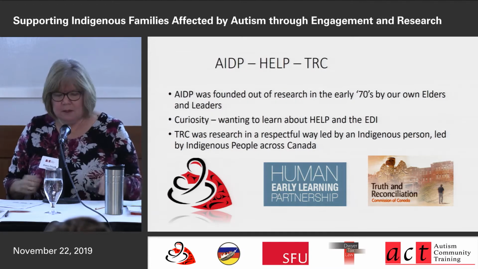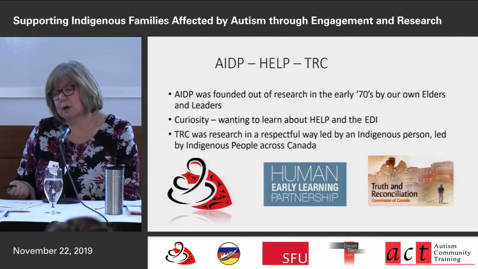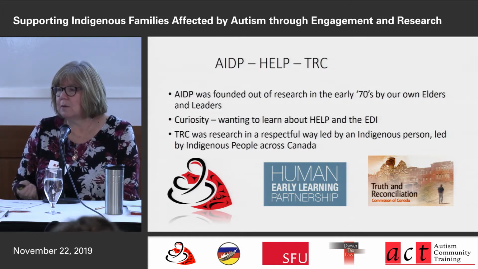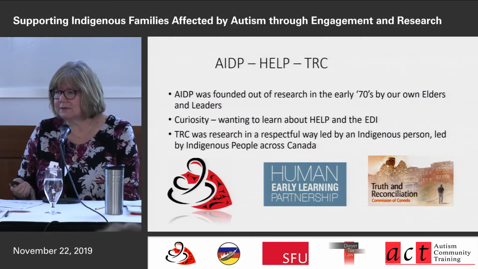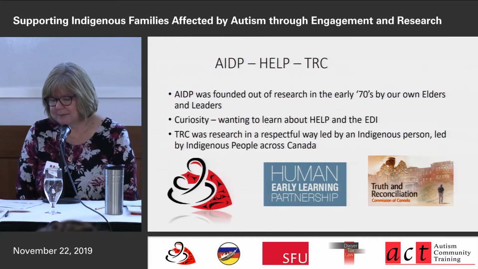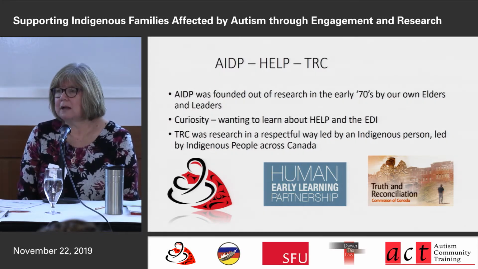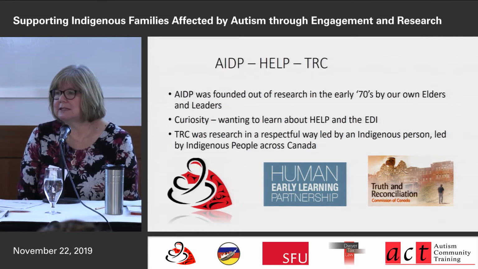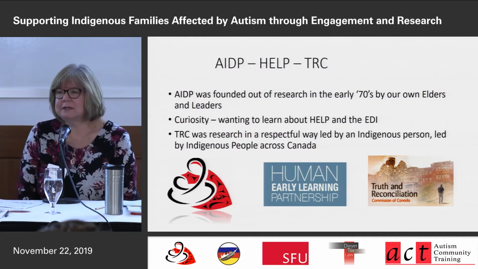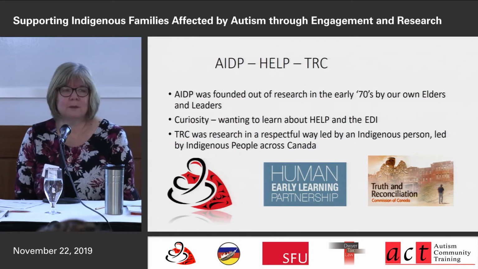We need to have support. So we went to age 5, and that's something that we learned by finding out that in our communities where we didn't have any of these other programs and services yet, we still needed to do something. So AIDP was founded on research done by our elders and leaders in the early 70s. So you might not think about elders sitting around and doing research, but they did, and it started with a conversation. What do we do?